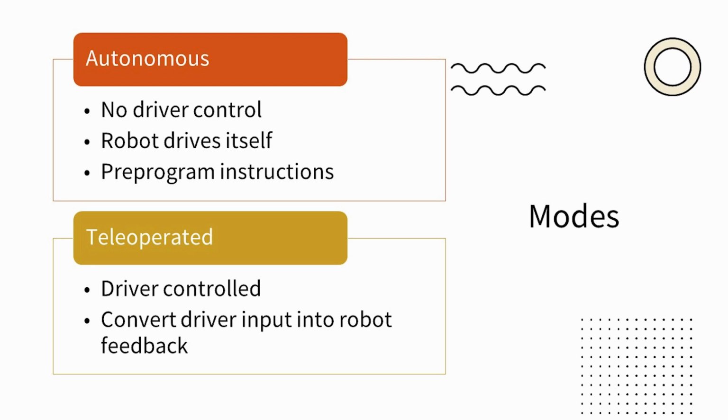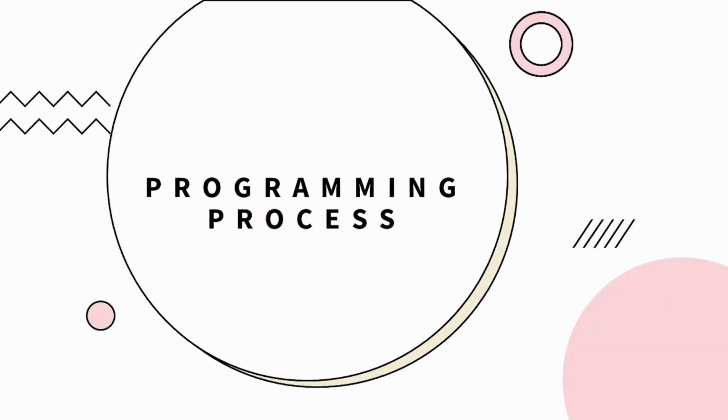It is important that the programmer coordinates with other teams to ensure that their auto and the other team's auto can both function correctly. The second portion is the teleoperated portion, which means that the driver can now control the robot. Now, we move on to the programming process.